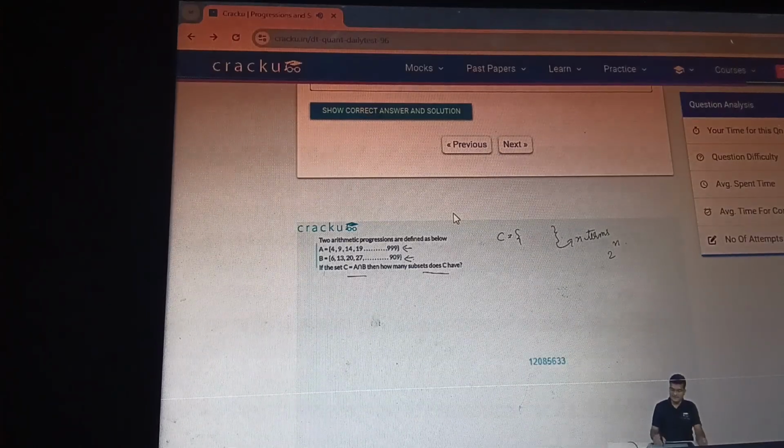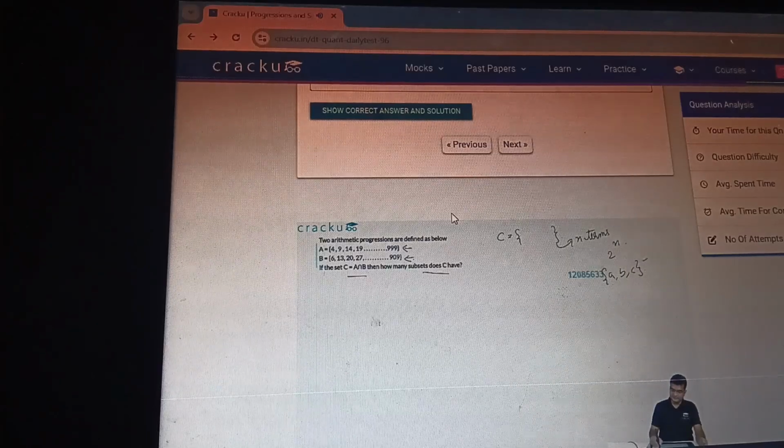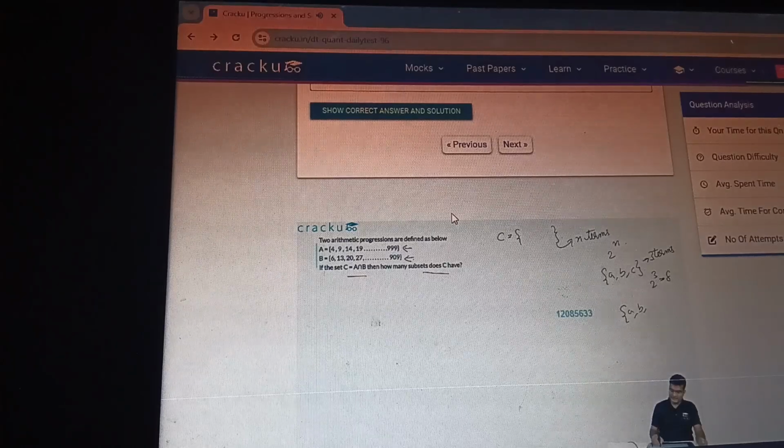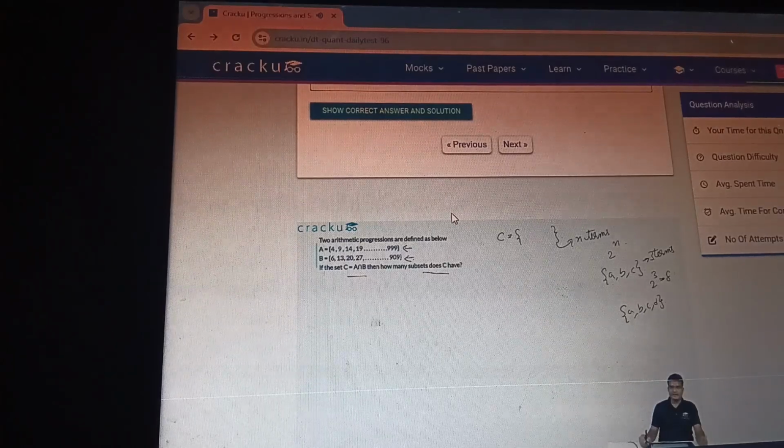If you are given a set which is of the form A, B, C, and if this has 3 terms, then the number of subsets of this set will be 2 to the power 3, which is equal to 8. Similarly, if there are 4 terms A, B, C and D in a set, the number of subsets of this set will be equal to 2 to the power 4. So in order to figure out the number of subsets that a particular set will have, we need to first figure out how many terms are there in the set.